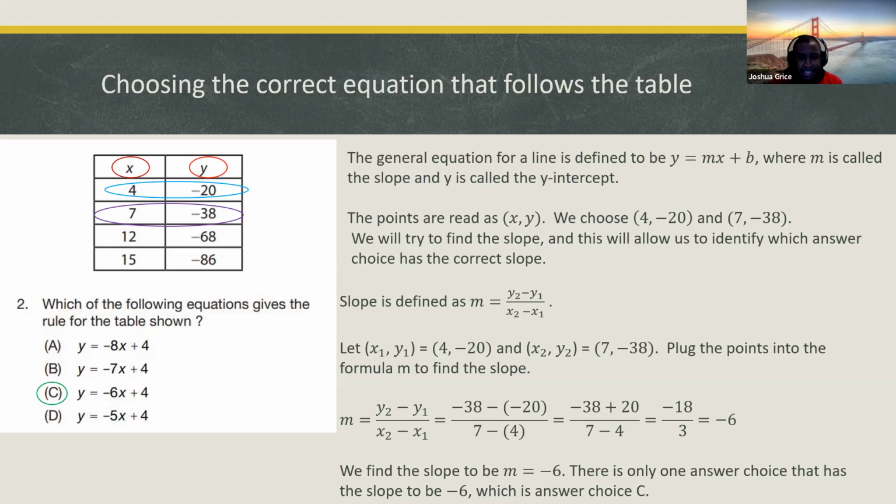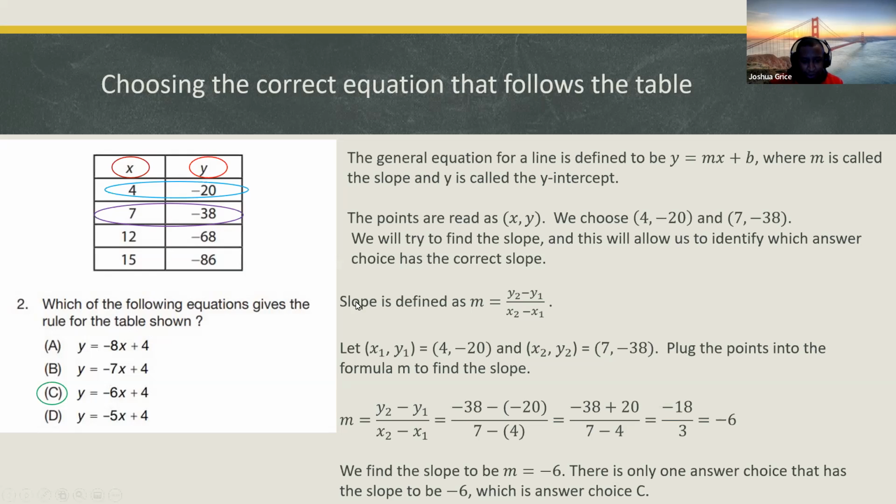And what you can think about is, there's 2 x's here total and 2 y's here. Your x2 is usually further away from your previous point that you choose. So this is why we let x1 and y1 be 4 and -20, and x2 and y2 be 7 and -38. And notice 7 is further away from 4, and -38 is also further away from -20. So with these 2 pair of points, we can substitute into the slope formula.